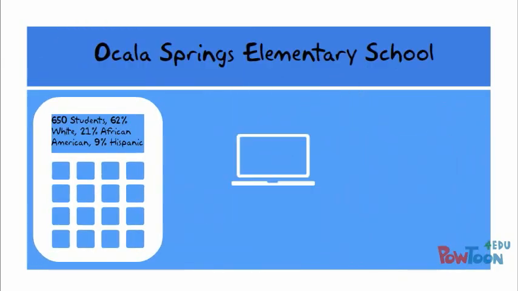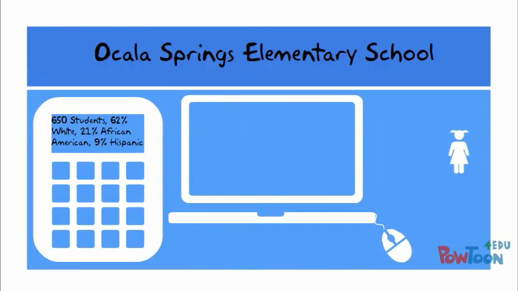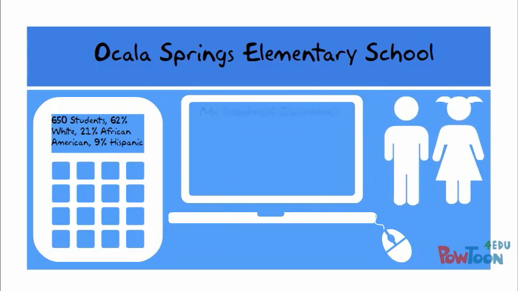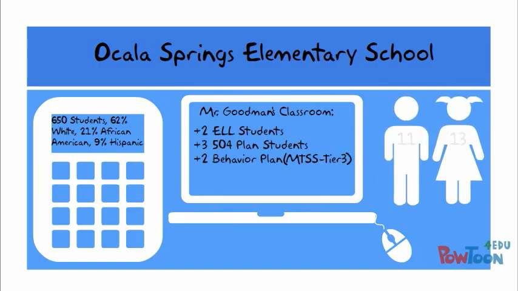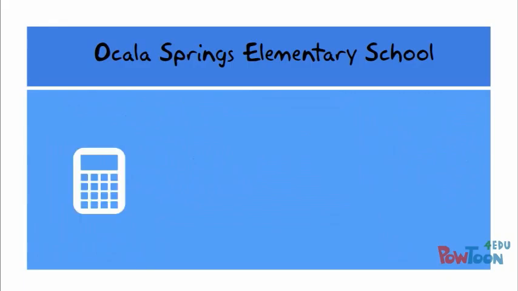I work at a Title I school named Ocala Springs Elementary. We have just under 650 students. We're about 62% white, 21% African American, 9% Hispanic, and 2% Asian, and my classroom is an accurate representation of these demographics.